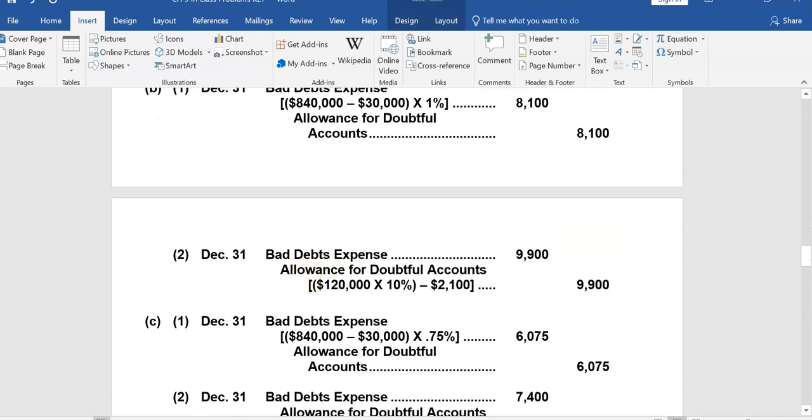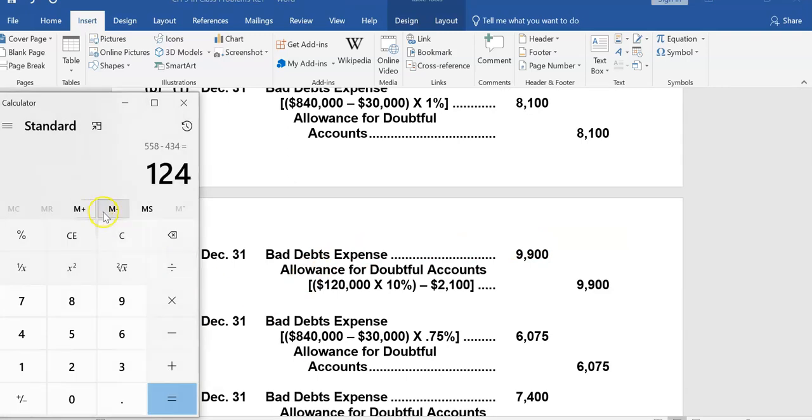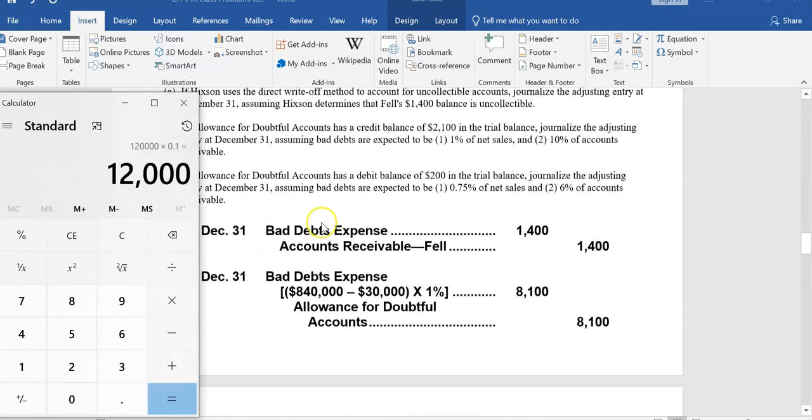If we calculate that, let me go back up here and get the calculator up. If we calculate that we need 120,000 times 10%, well, let me try that again. 120,000 times 10%, we calculate that we need a $12,000 balance in the allowance for doubtful accounts.